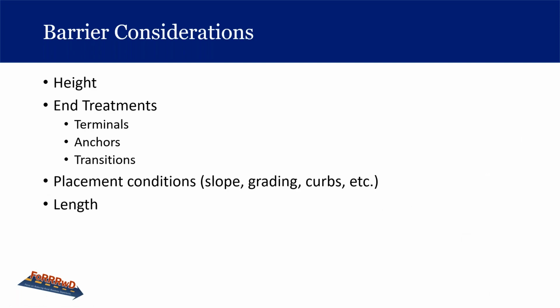And then we have our barrier considerations, which are height and different end treatments. Do they end with a terminal or anchor or a transition? Placement conditions: is it on a slope, grading or curbs, etc. And then the length, or length of need, of that barrier.